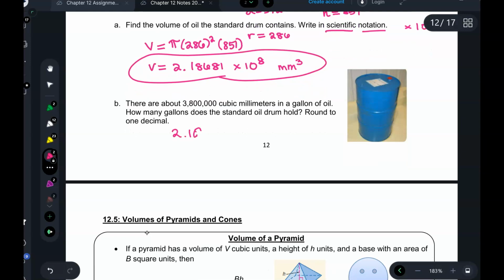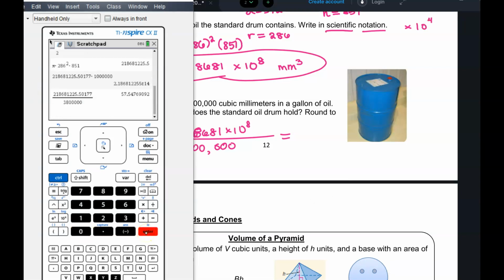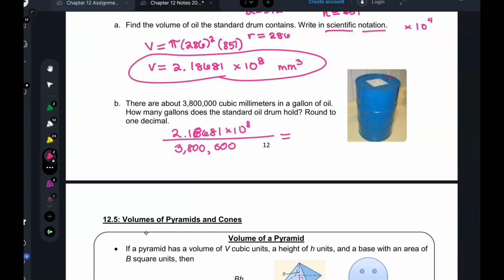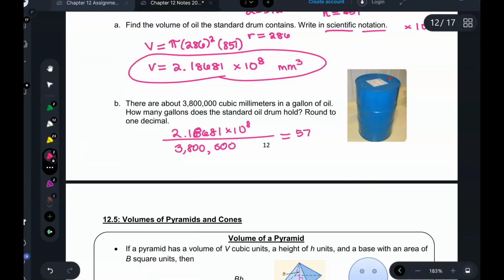2.1. But how would we write that in the calculator to divide? Just like that. Because I already have this in my calculator here, I'm just going to press enter and divide by 3,800,000, which is 38 followed by 5 zeros. And I get about 57. Round to 1 decimal? I got 57.5. 57.5 gallons.